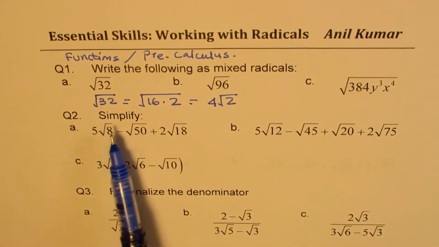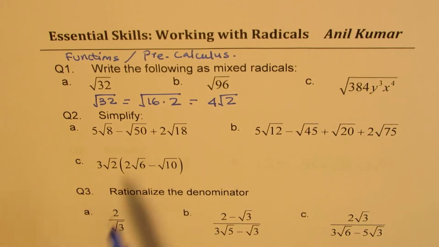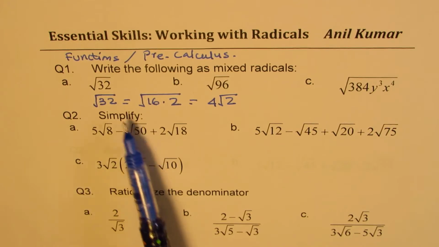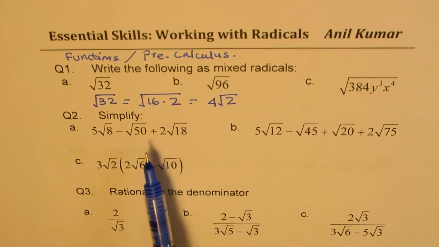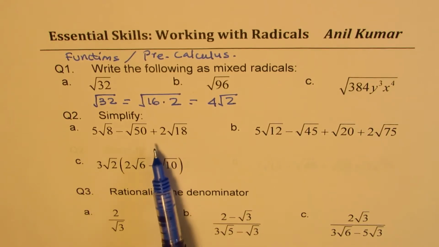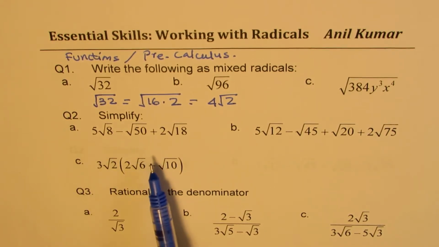The next one, question number 2, is simplify all this. Now again, you have those radicals. First step is to write them as a mixed radical and then combine the like terms, correct? So that is the strategy. So we'll take up these questions one by one.